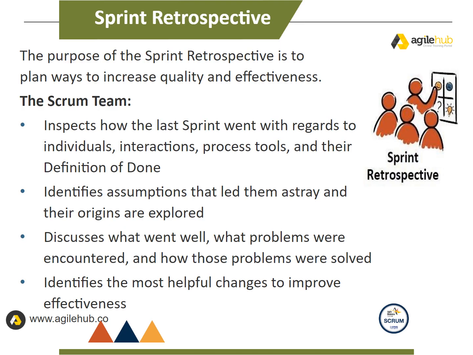The sprint retrospective. The purpose of the sprint retrospective is to plan ways to increase quality and effectiveness. The Scrum team inspects how the last sprint went with regards to individuals, interactions, process, tools, and their definition of done. Identifies assumptions that led them astray and their origins are explored. Discusses what went well, what problems were encountered, and how those problems were solved. Identifies the most helpful changes to improve effectiveness.